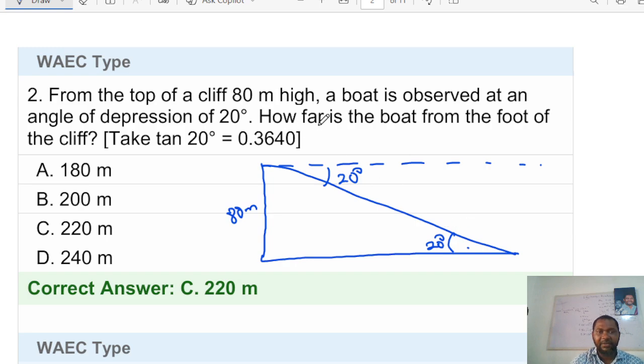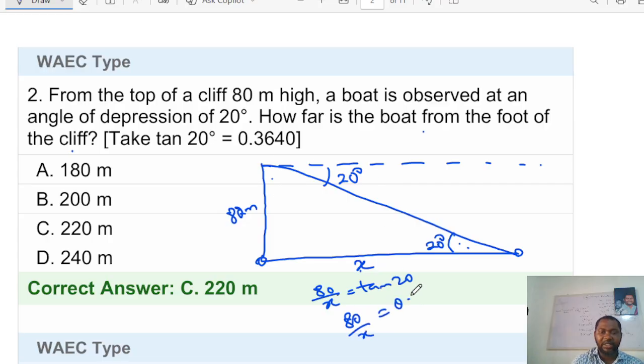The question is, how far is the boat from the foot of the cliff? This is the boat here, this is the foot of the cliff, and we ask how far, so I can call here x. Now if you notice, 80 is opposite, x is adjacent, so I say 80 over x is equal to tan 20. Actually, in most cases, for both angle of elevation and depression, tan, the TOA, is usually the trig ratio that is used. So in this case, 80 over x is equal to tan 20.